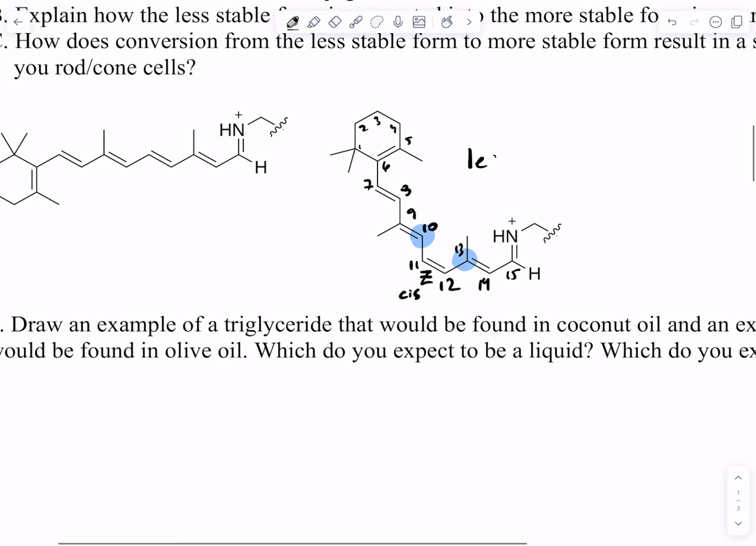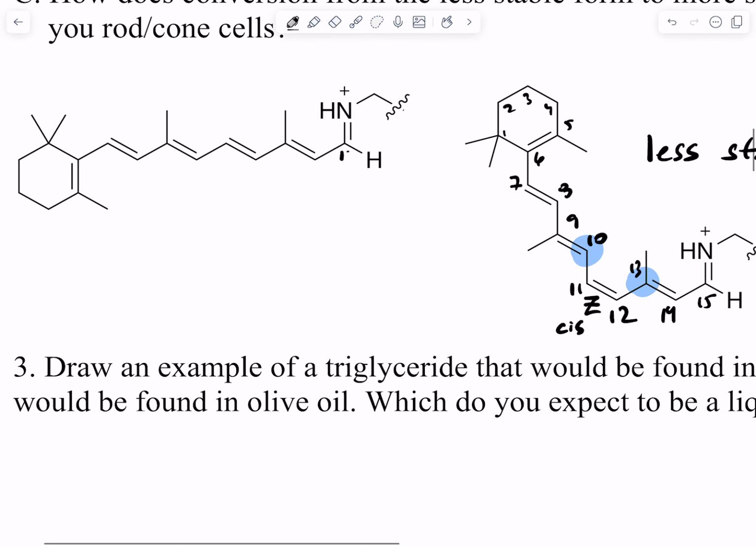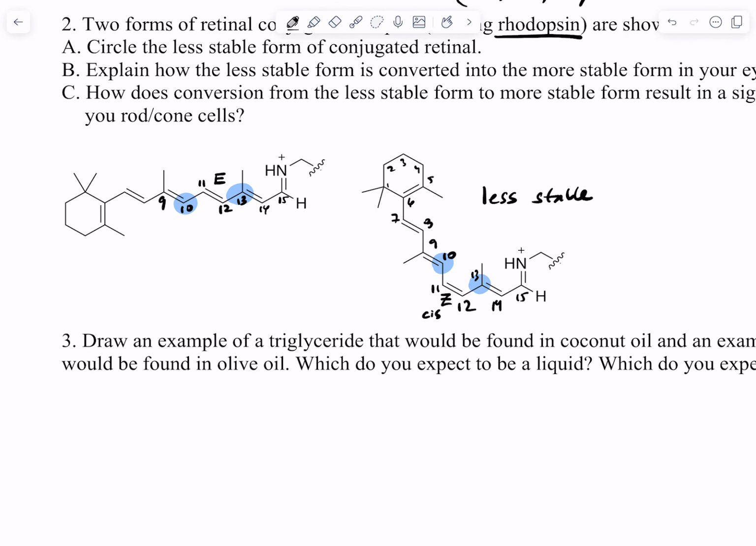And that should be less stable than the trans configuration. So 15, 14, 13, 12, 11, 10, 9, and so on. You can see that to the left, the bond between 11 and 12 is E, or trans. Sorry about that. Let me say that again. So this molecule is 11-cis retinal conjugated to the protein opsin.